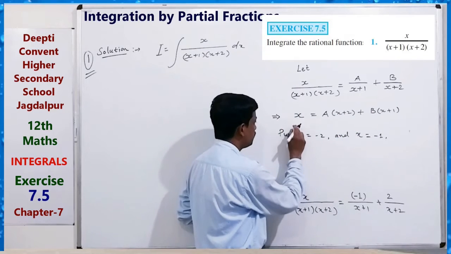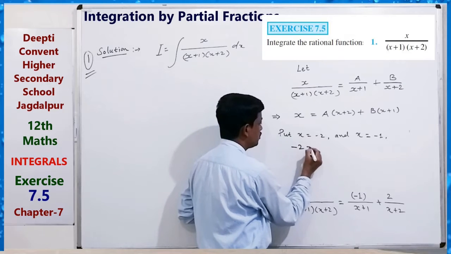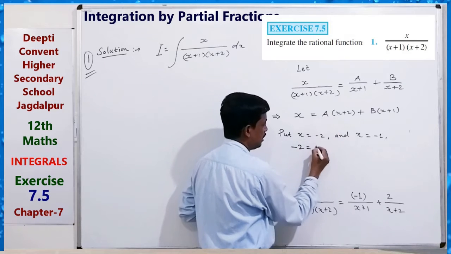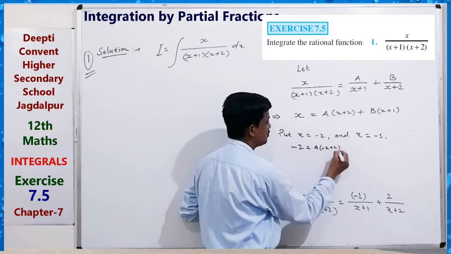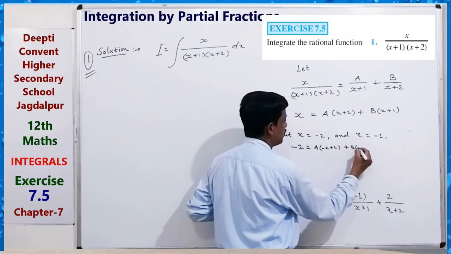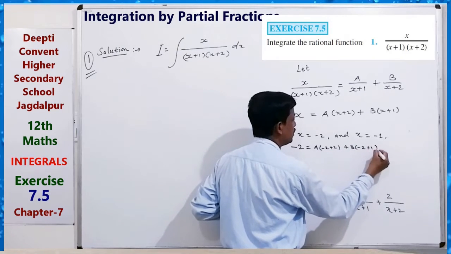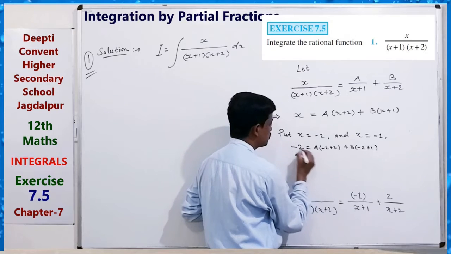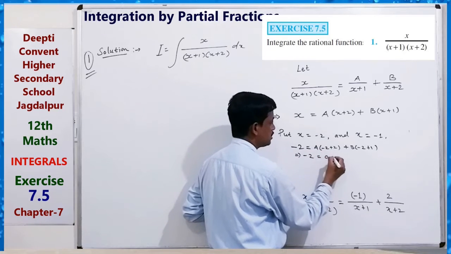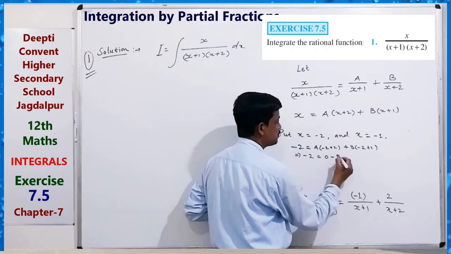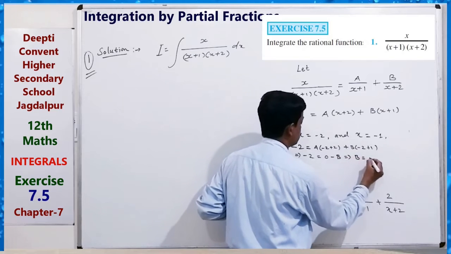x equals to minus 2 means here minus 2 equals to a into minus 2 plus 2, 0, plus b into minus 2 plus 1. So from here we can get minus 2 equals to 0 plus 0 minus b. So here b equals to 2.